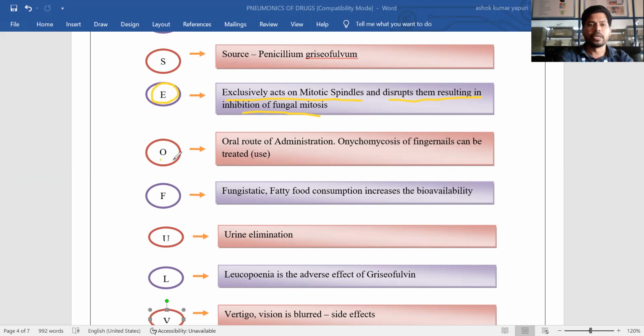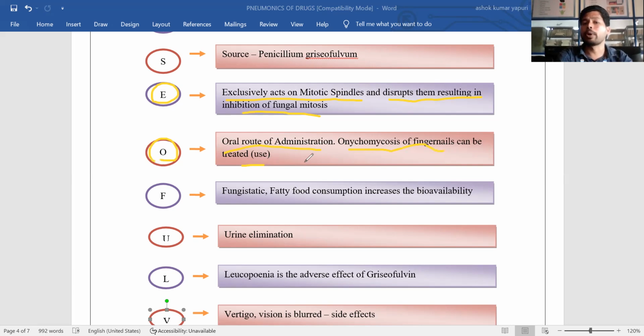Next letter is O. Regarding O, oral route of administration. Generally, this Griseofulvin is taken by the oral route of administration, and onychomycosis of fingernails can be treated.